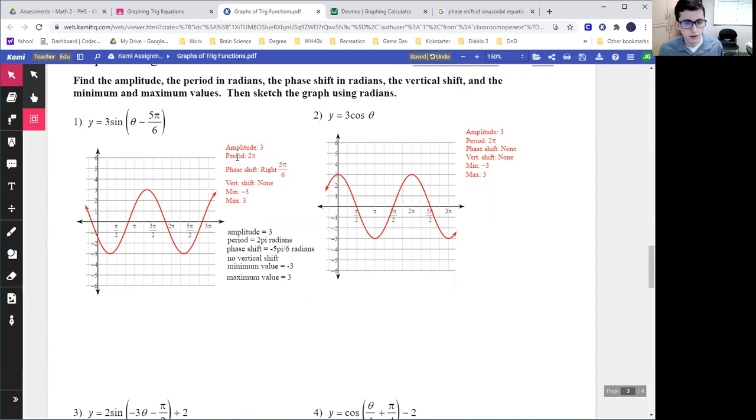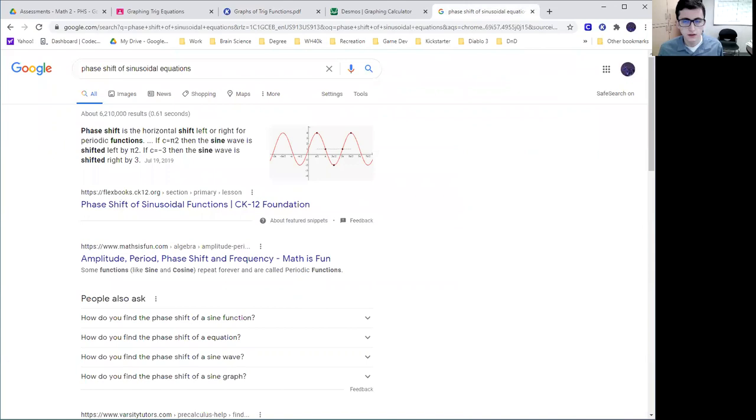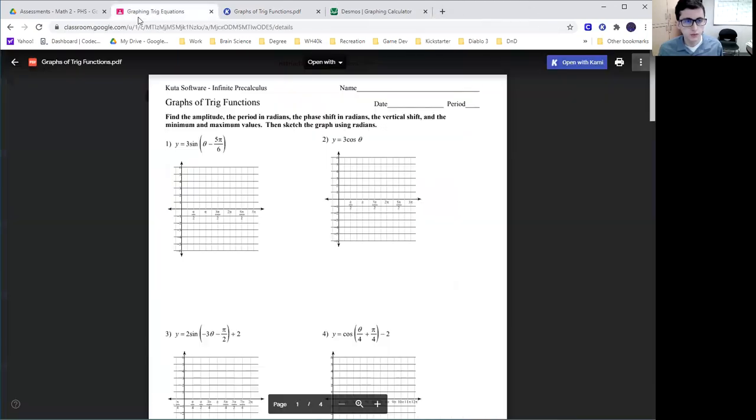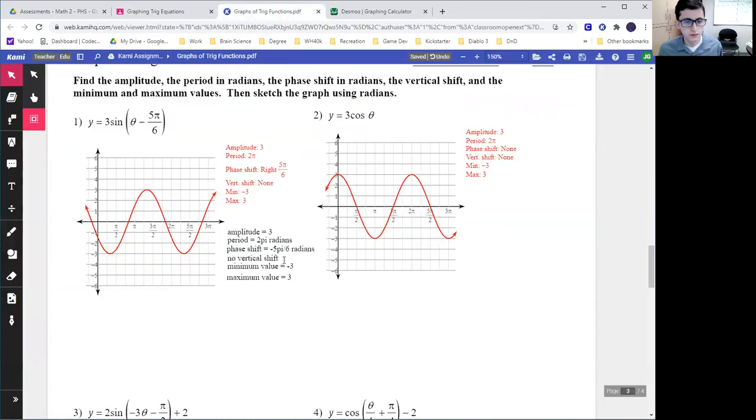Amplitude is 3, period is 2 pi, phase shift is, okay, so they give the directions, which is different than what this says. So that's fine. So we can give the directions. Vertical shift, none. Minimum value is -3, maximum value is 3. So this is good. Would there ever be a case where a minimum and maximum value are not opposites? Like, could there be a maximum of 3 but a minimum of 4?